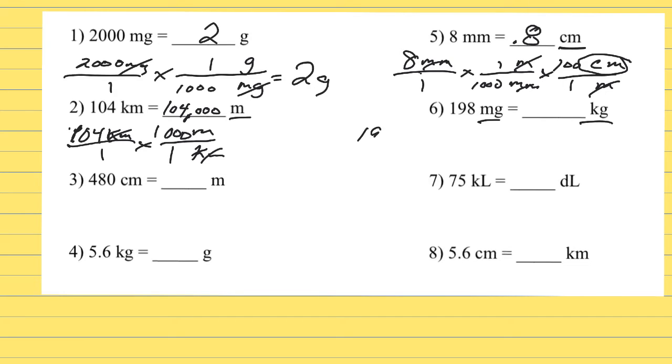I'm going to go 198 milligrams over 1. Milligrams goes on the bottom, grams goes on top. There are 1,000 milligrams in 1 gram. And now milligrams goes away. I've got to get rid of grams and go to kilograms. Just a 2-step problem, don't freak out. There are 1,000 grams in 1 kilogram. So it's 198 on top and then 1,000 times 1,000 on the bottom.